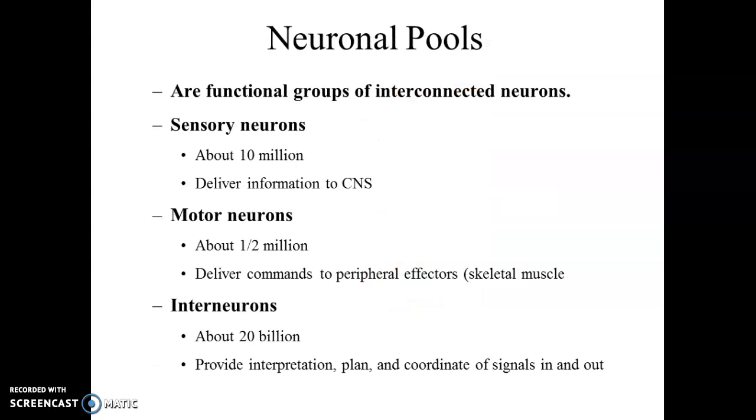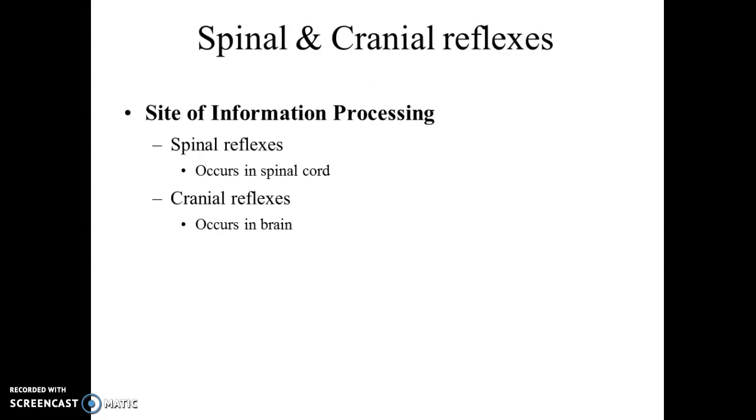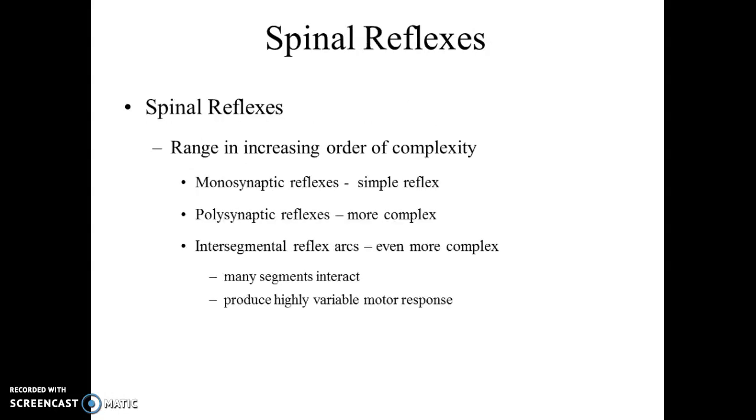This slide talks about the sensory neurons, about 10 million, motor neurons, 500,000, and the big picture, interneurons, 20 billion. Interpretation, planning, coordination of signal in and out. Spinal reflexes we will get into. You have what are called monosynaptic, which means they're just one synapse, polysynaptic, more than one synapse.